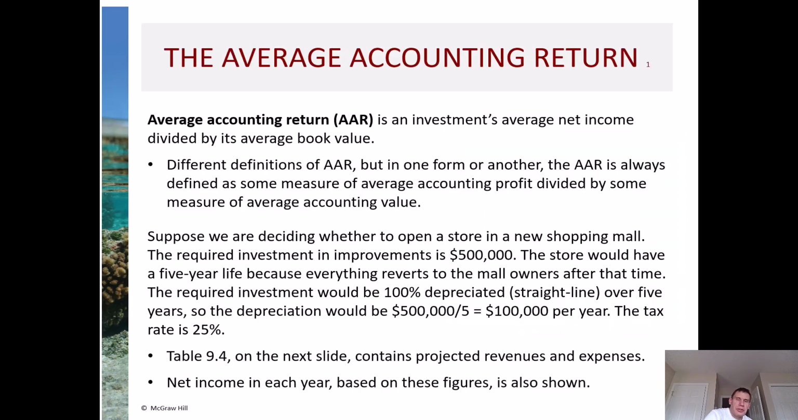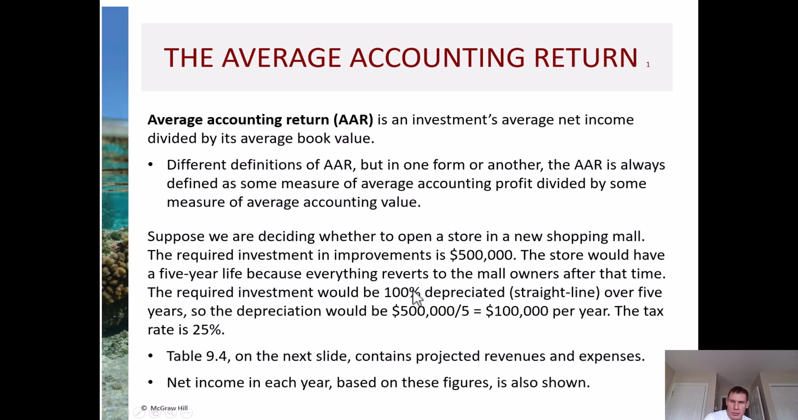Okay, so the next one to talk about is the average accounting return, AAR. This is an average net income divided by its average book value. It's pretty straightforward, so let's just look at an example. Let's say we're going to open a store in the mall. The required investment in improvements is 500 grand. The store would have a 5-year life because everything reverts to the mall owners after that time.